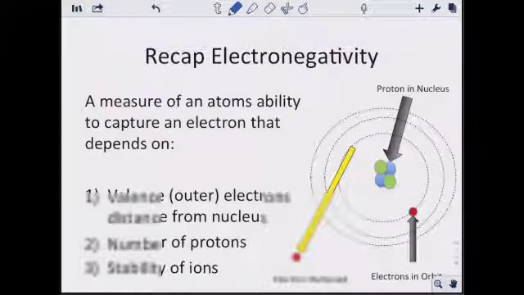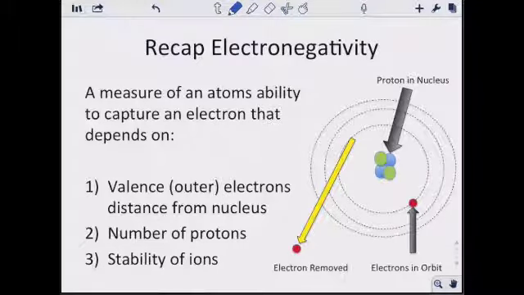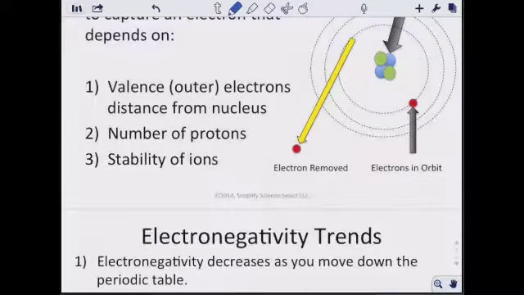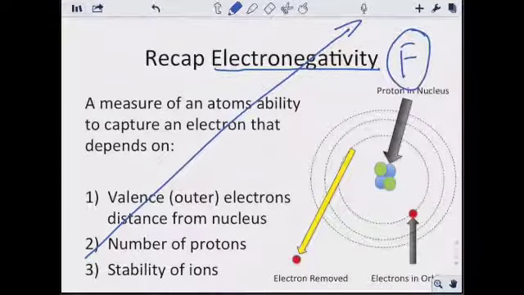Now, electronegativity. Electronegativity is the pull, or the measure of an atom's ability to capture an electron. It depends on the outer or valence electrons, the distance from the nucleus, the number of protons, and the stability of the ion. We need to know that electronegativity increases towards fluorine. So it's going to go from the bottom left to the top right of the periodic table towards fluorine, and fluorine is the most electronegative.